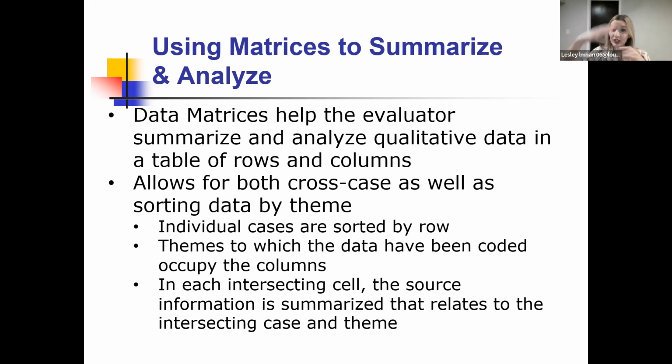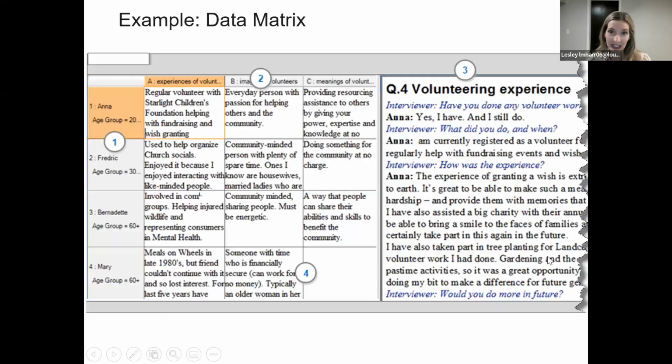Once you've sorted your codes and clustered them together into themes, the themes can be theme A, theme B, theme C across the column top. At each intersecting cell, the source of information is summarized as it relates to the intersecting case or theme. That's where you put your information showing how each participant responded to each corresponding theme, A through C. So what does this look like?